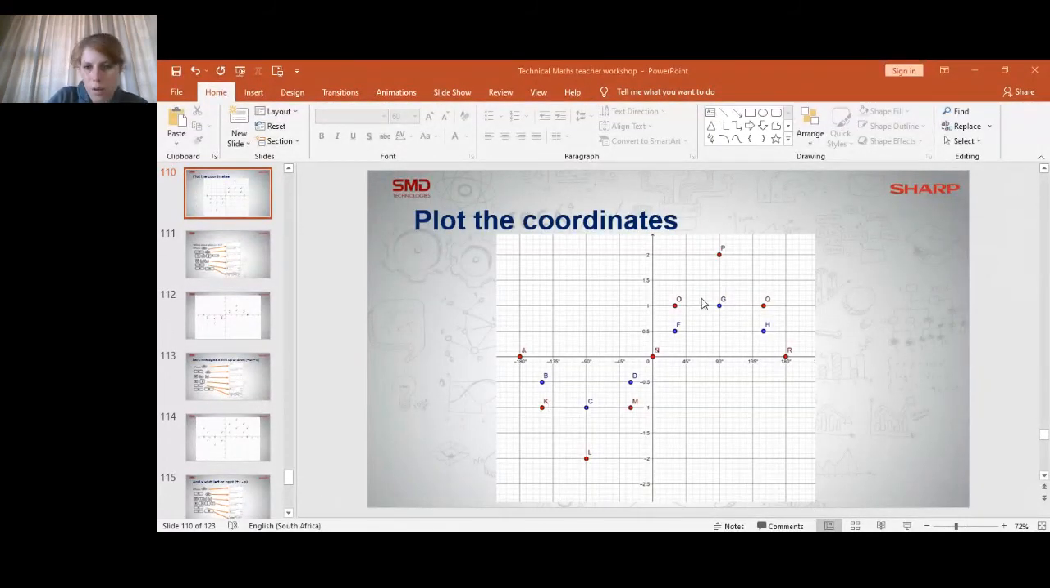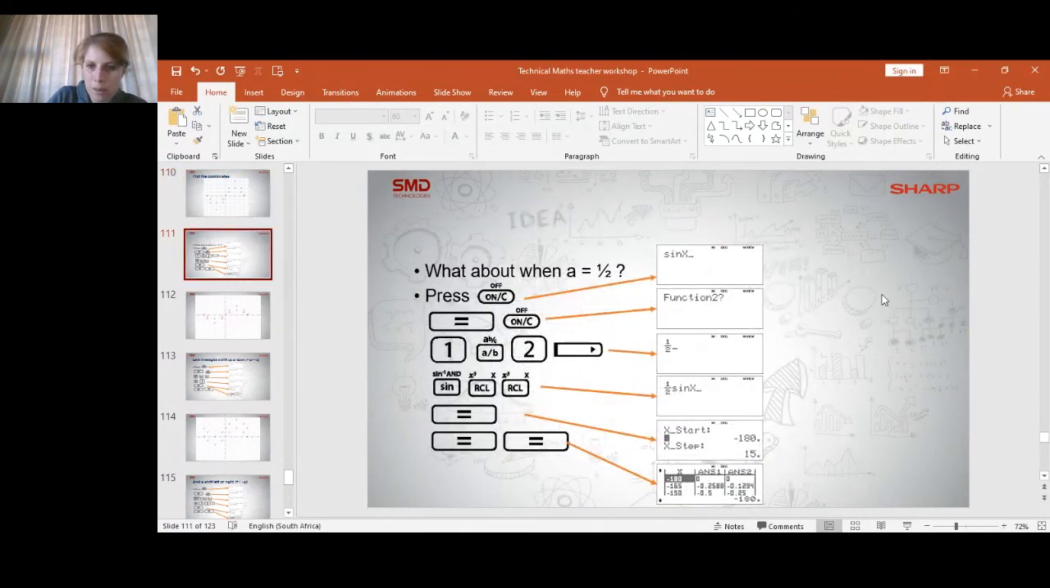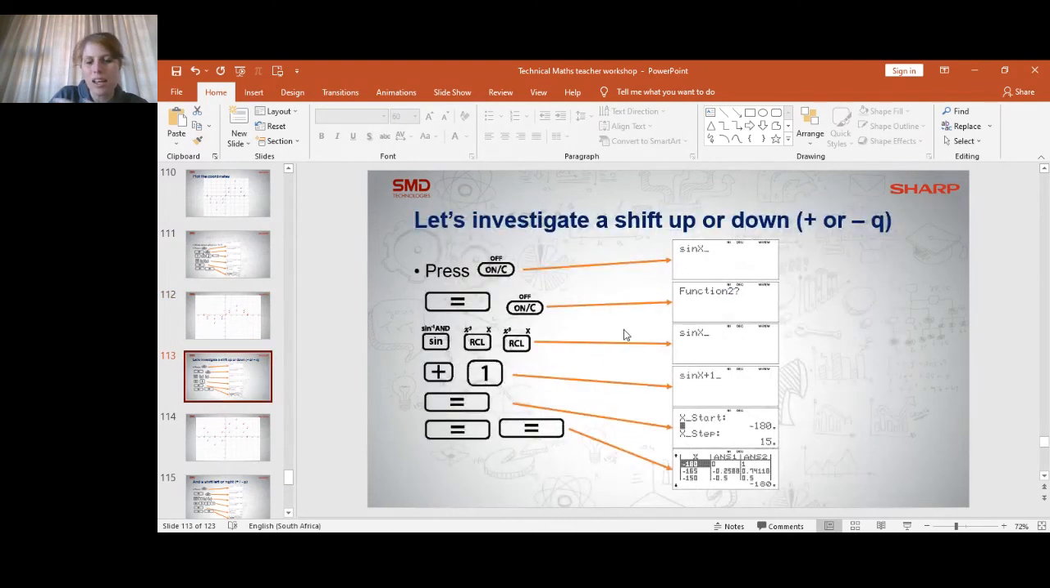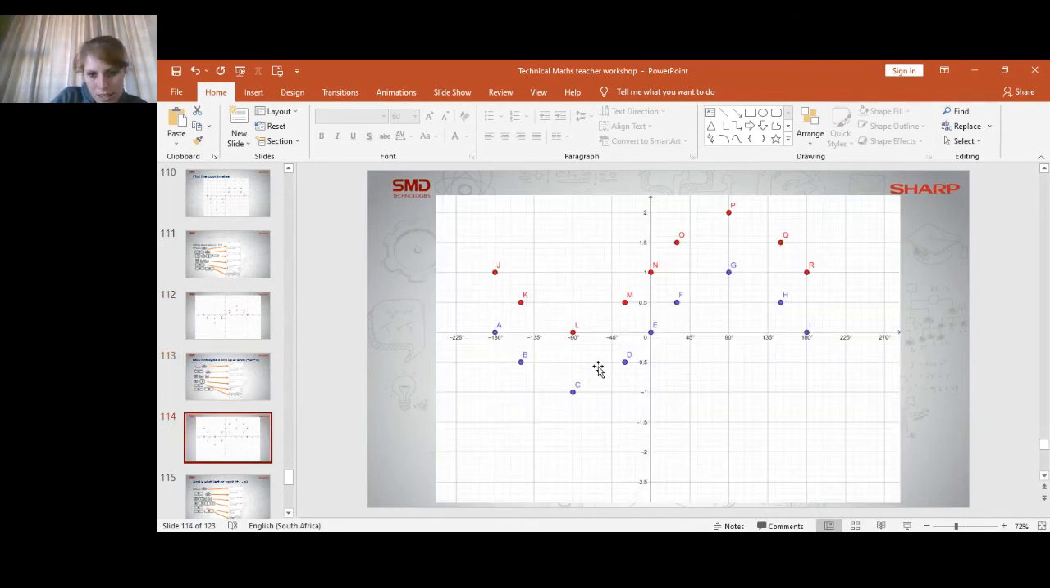So these are the coordinates. Then you can see my PowerPoint is just far too large. So then we looked at the effect of when A is a half, and you can see it's actually shrunk down over there, which is quite nice. So it's a really nice visual way of showing your learners what is going on. Then again, if we shift the graph, so we add 1, you can see that shift quite nicely. So there's your original graph, and here is your shifted graph. And you can see they've all been shifted up 1 unit, which is really great.